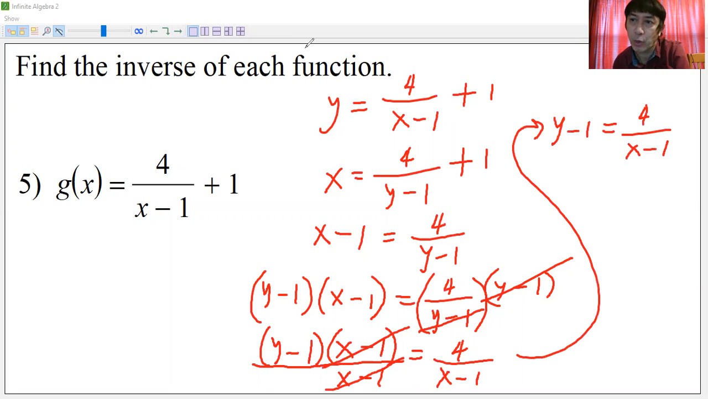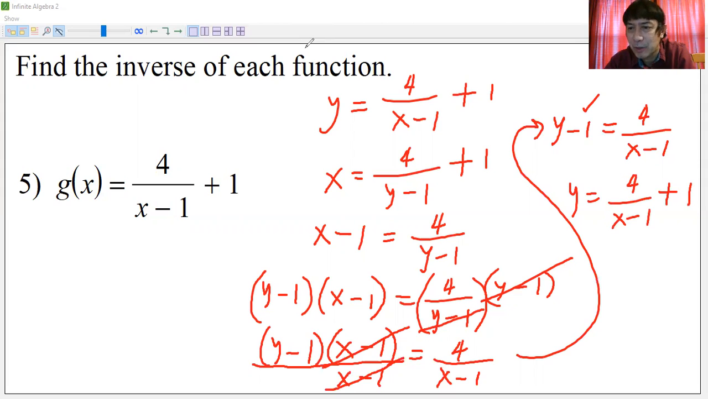Only the left side is y minus 1. We need only y at that location. So we will transpose the minus 1 to the other side. So we will have y equals 4 over x minus 1. If you move this negative 1 to the other side, that becomes a plus 1 here. There. And so we're finished, all right?